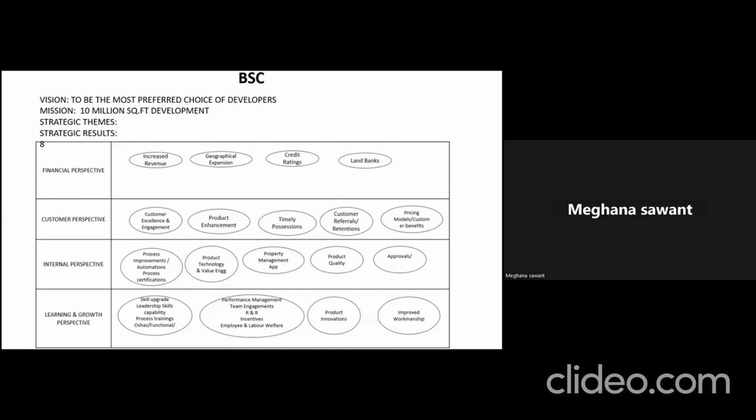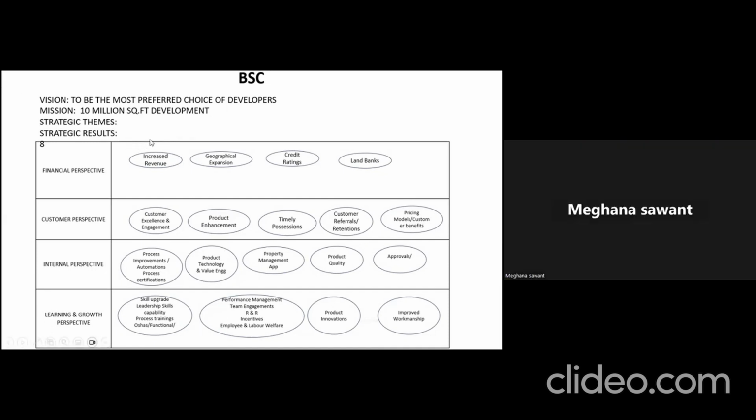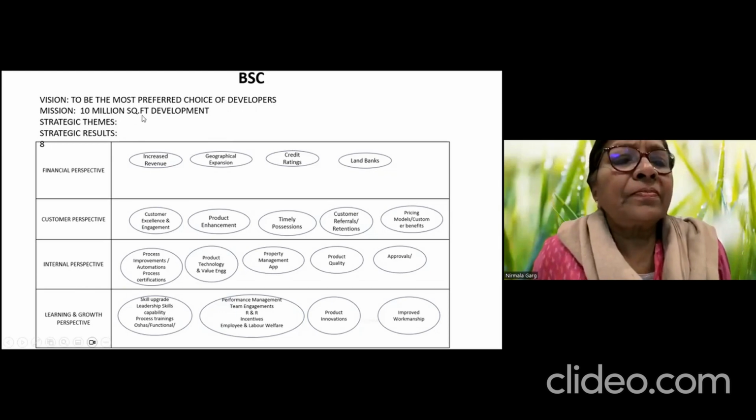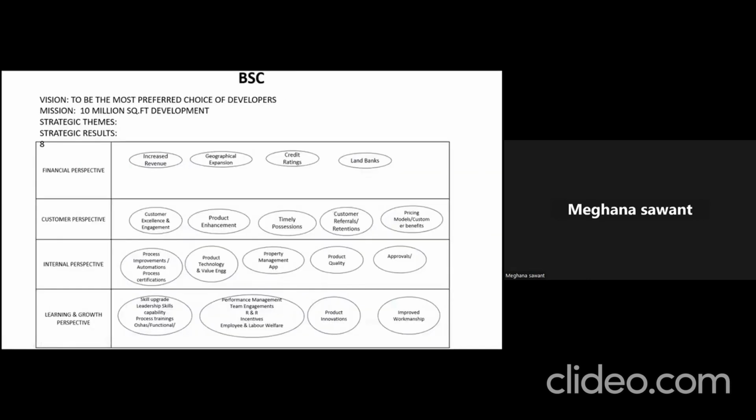Ma'am, this is my organization, GERA. And of course, we didn't get into the strategic themes and results. The vision is to be the most preferred choice of developer. Basically, this is from the customers' as well as the employees' point of view. And the mission currently is 10 million square feet of development. And in order to achieve that, the financials, you want me to talk from there?